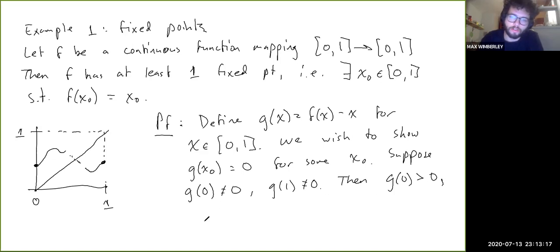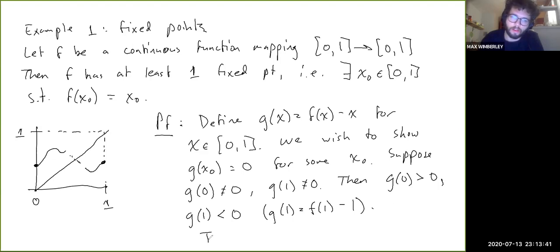Then g of 0 is greater than 0, and g of 1 is less than 0. Because if g of 1 is not equal to 0, g of 1 equals f of 1 minus 1. So f of 1 is less than or equal to 1. So the biggest this could be is 0. So if g of 1 is not equal to 0, then it has to be less than 0.